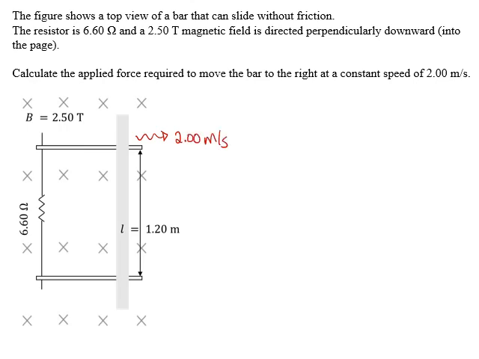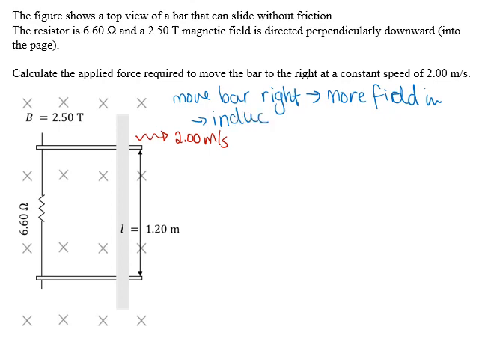So in order to find the applied force, we know we're going to need the current. In order to get the current, we know we're going to need the induced potential. So let's see what we can figure out here. If we move the bar to the right, what are we doing to the magnetic field? Well, we're making more magnetic field into the page. That's going to induce a magnetic field out. So the induced magnetic field will point out of the page like this.